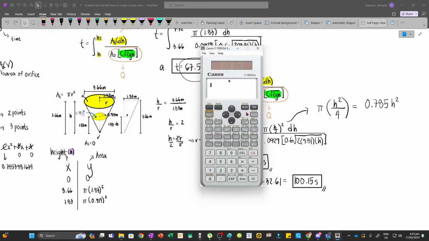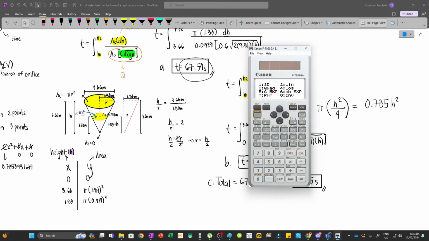If you are using CANON, go to mode, and then equation, stat, and then go to quadratic because our degree was second degree. So press 3, and then input the values here. So this is 0, and then 3.66, and then 1.83, and then for the areas we have 0, and then pi times 1.83 squared, and then pi times 0.915 squared. And then press AC, and then go to apps. After that, go to regression.